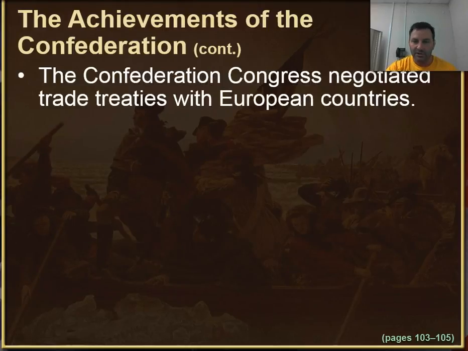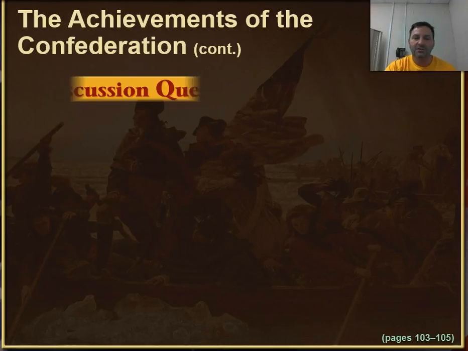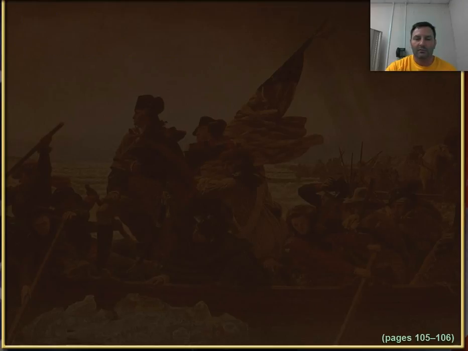The Confederation Congress negotiated trade treaties with the European countries. Now, by 1790, the trade of the United States was greater than the trade of the American colonies before the Revolution. So we have to ask, what were some of the weaknesses of the Articles of Confederation?